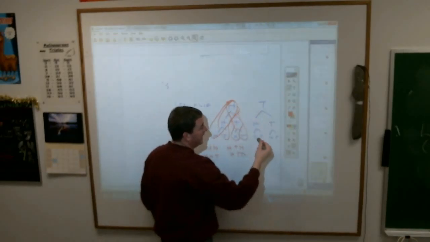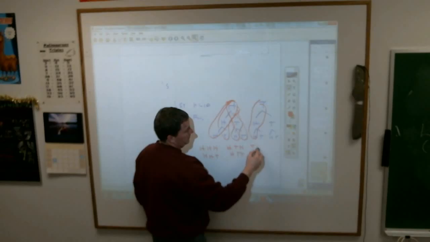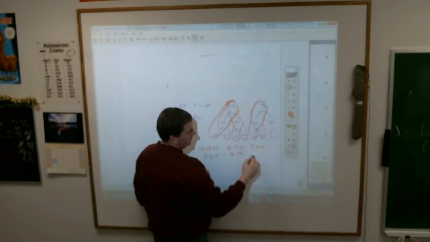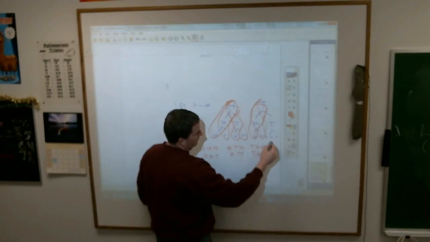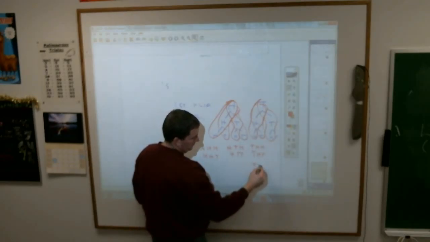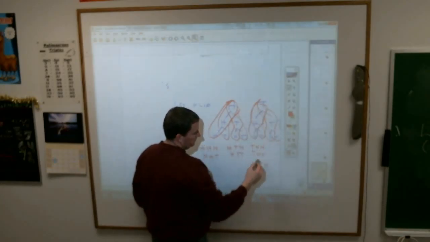Well, if he started out with a tail, he could get a tail, head, head. You could get a tail, head, tail. You could get a tail, tail, head. And you could get a tail, tail, tail.